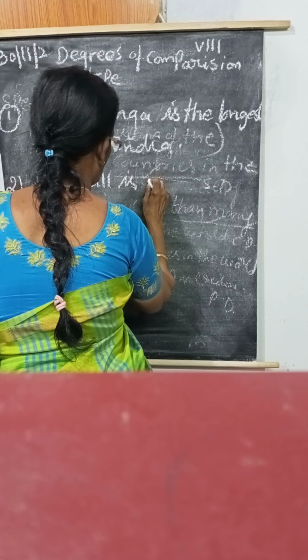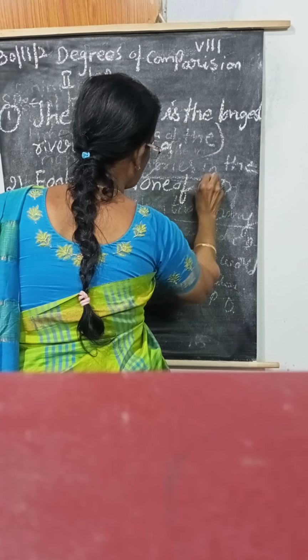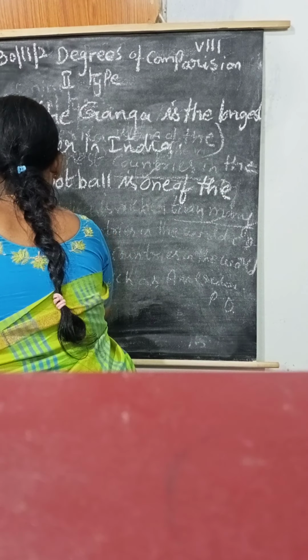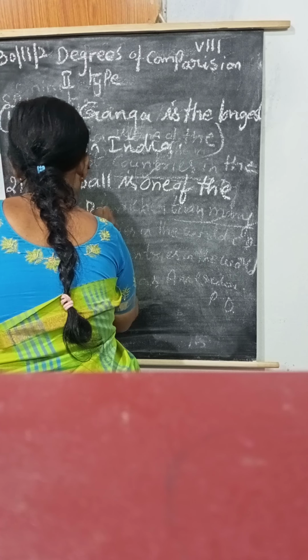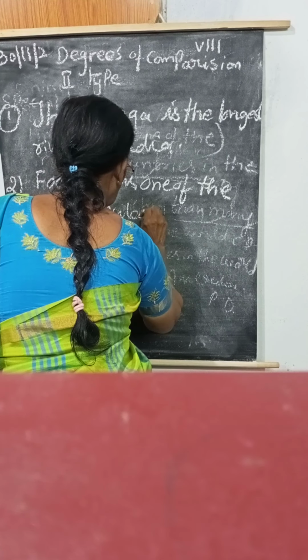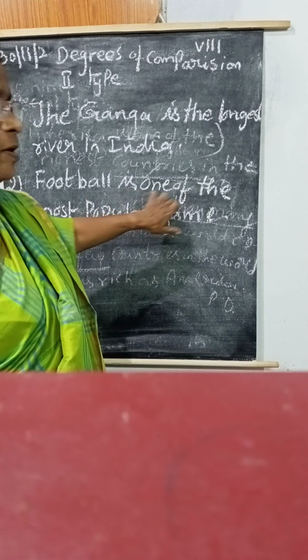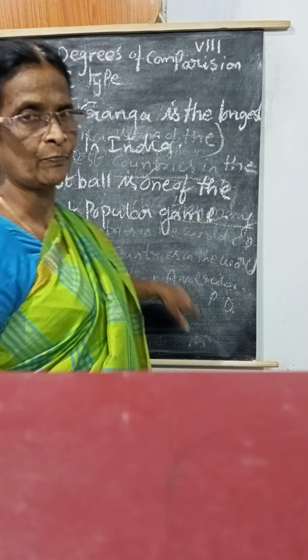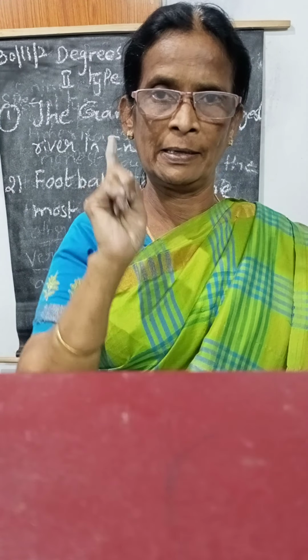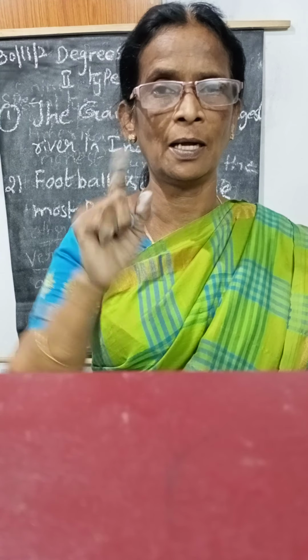Football is one of the most popular game. You have to identify whether it is ordinary or special type. So what are the clues? Comparative degree and positive degree. You remember and understand and write the correct answer only once. No striking marks in the work. Okay, ma? Bye.